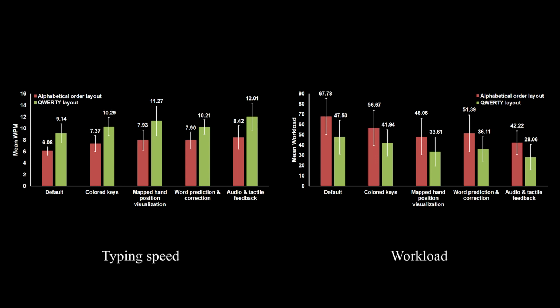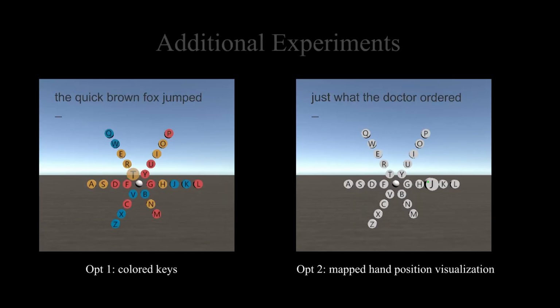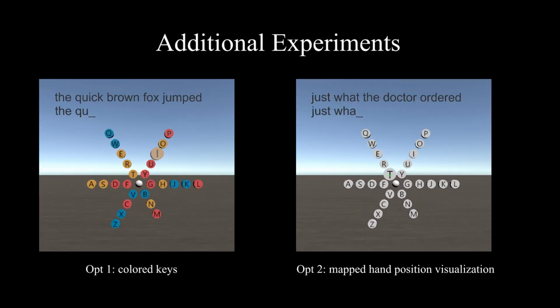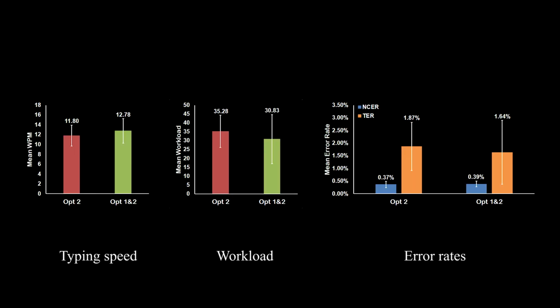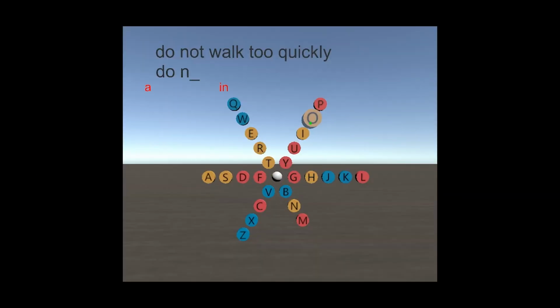The results showed that the QWERTY letter layout and all optimization options significantly improved typing speed and reduced the workload. Of these options, Option 1 and Option 2 were both related to the visual feedback, and Option 2 performed better. Additional experiments showed that compared to using Option 2 alone, combining them achieved significant improvement of text entry speed without significantly affecting workload and error rates. So we finally chose the QWERTY letter layout and all optimization options.